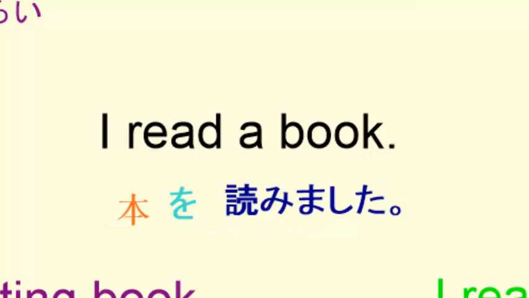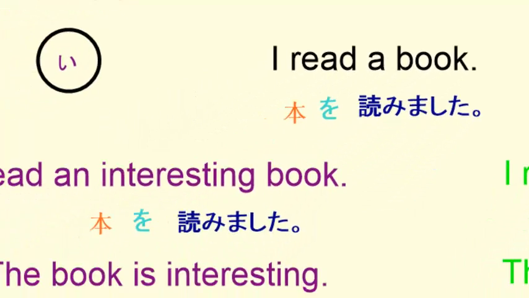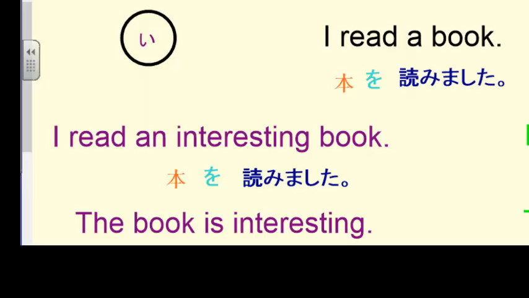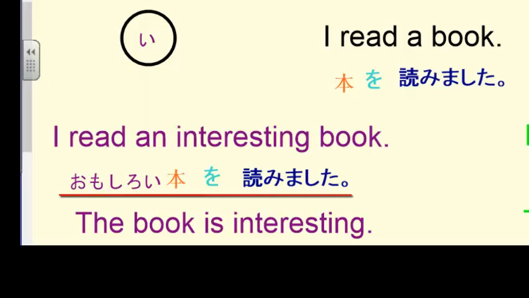Now we're going to add an adjective in front of hon, so we're going to describe the kind of book we read. Now if we want to choose one of the i adjectives, it's very simple. We just take the adjective we want. In this case, I've chosen to add interesting. I read an interesting book, and just as in English, we just pop the adjective right there in front of the noun, and that's it. Nothing more necessary. Omoshiroi hon o yomimashita. I read an interesting book.